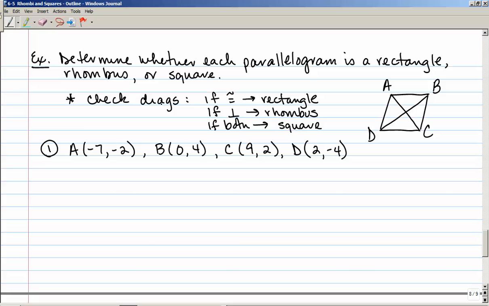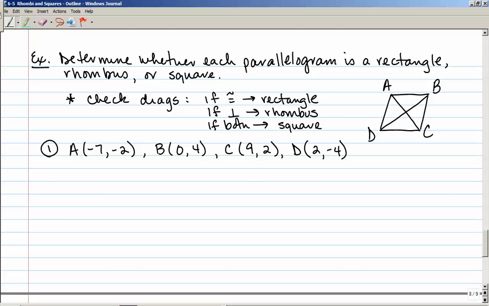Because remember, if the diagonals are congruent to each other, it's a rectangle. That was one of the distinctive characteristics of a rectangle, is that the diagonals are congruent. If the diagonals are perpendicular to each other, it's a rhombus. That was one of the distinctive characteristics of a rhombus. And if the diagonals are both congruent and perpendicular, then it's a square. So what we're going to be focusing on is what's going on with the diagonals.